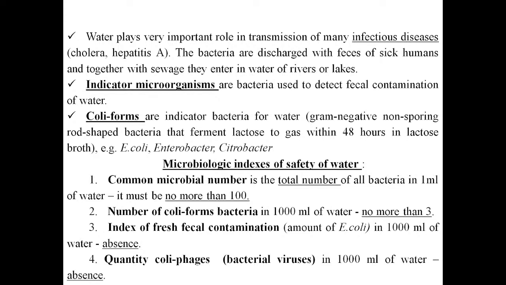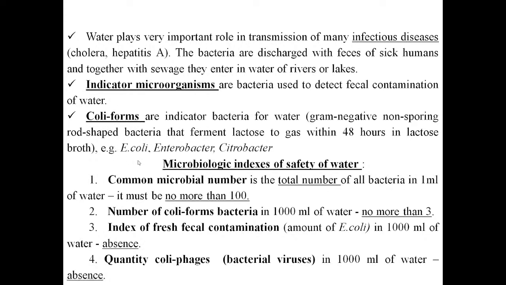And the biological properties of these bacteria are similar, as I have said: they are gram-negative, they don't produce spores, they are rod-shaped, and they ferment lactose. Coliforms means that they have similar properties to E. coli, the main member of this group. The main member is E. coli. So other bacteria are also called coliforms. They are similar to E. coli.